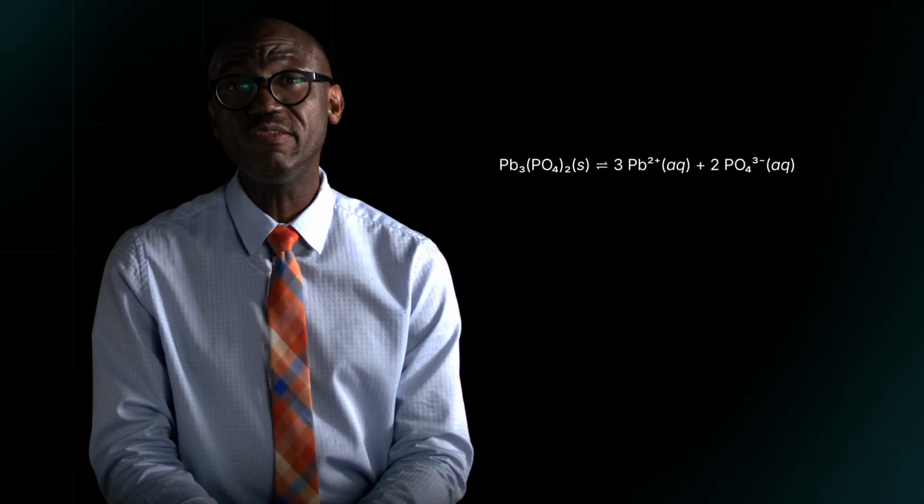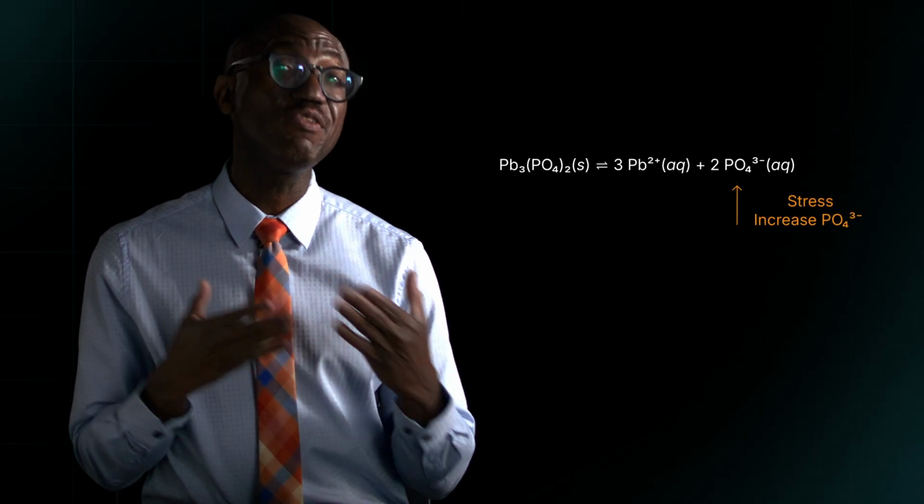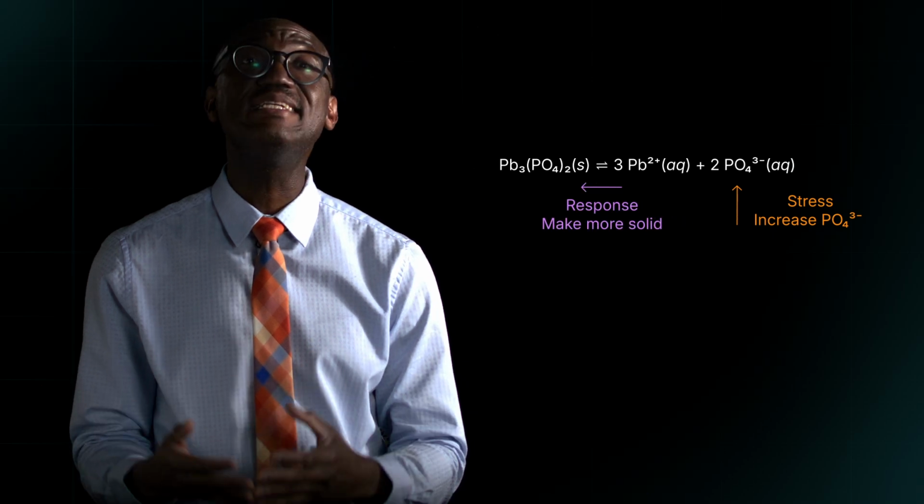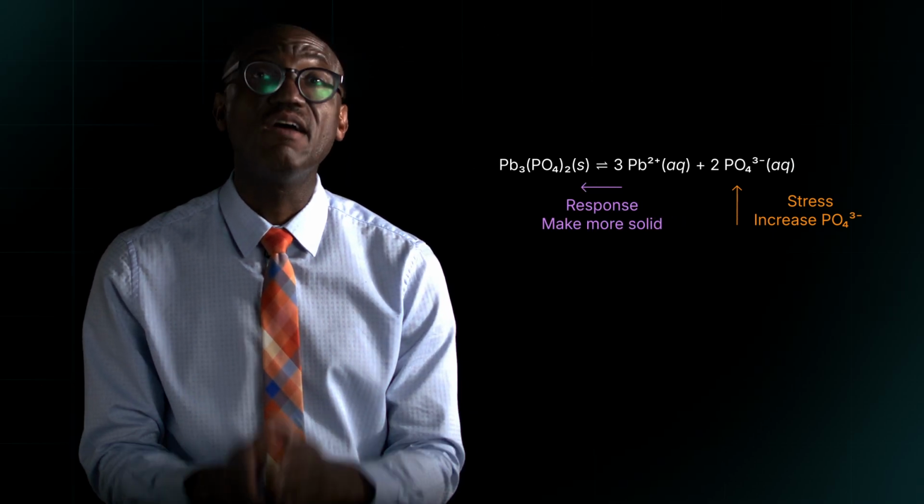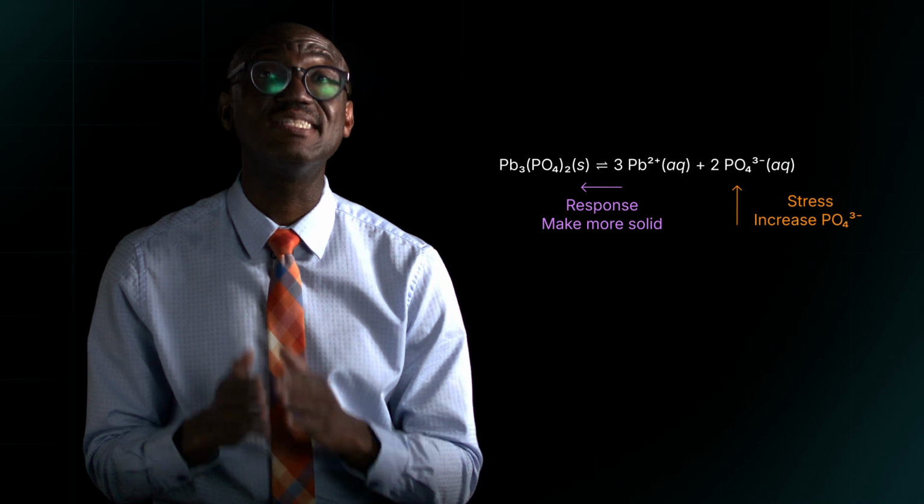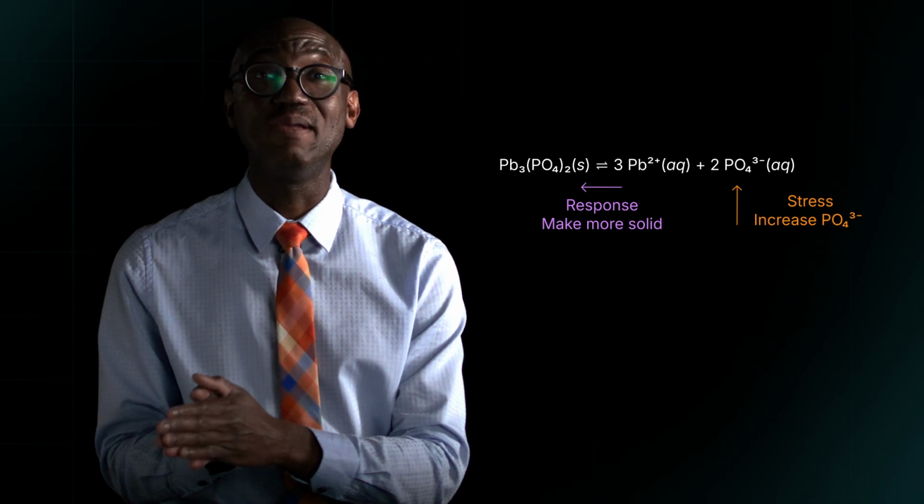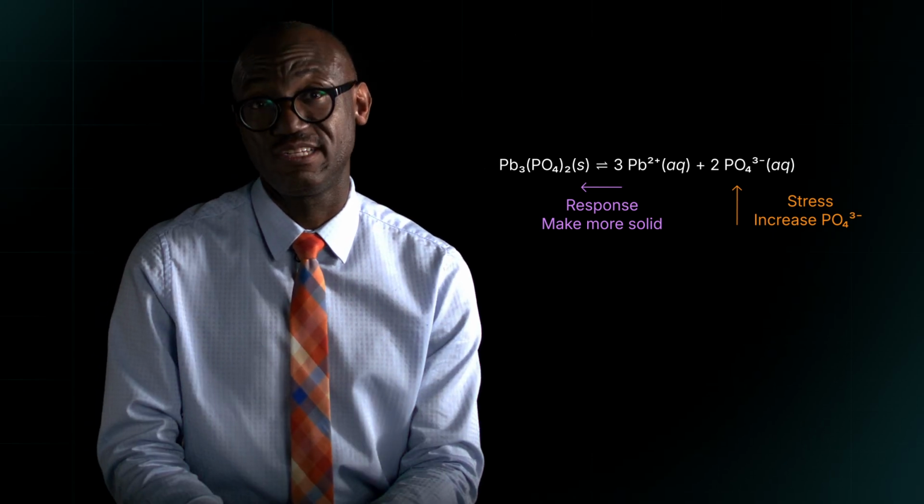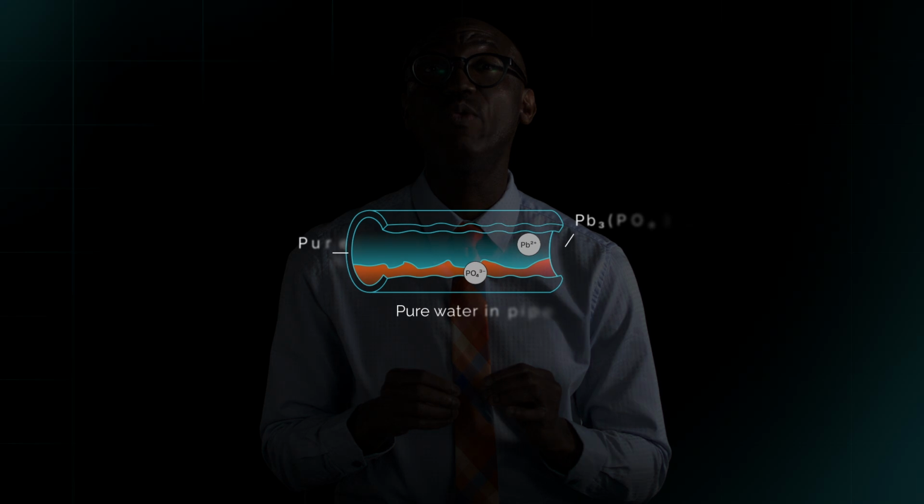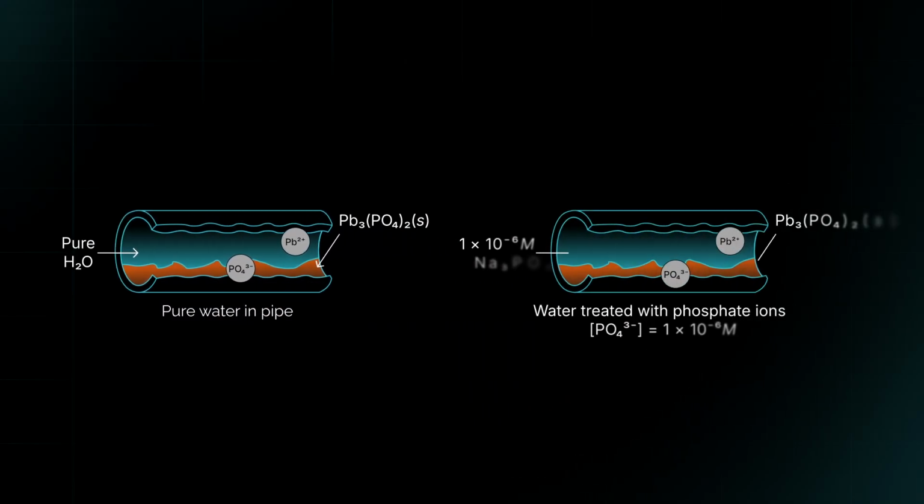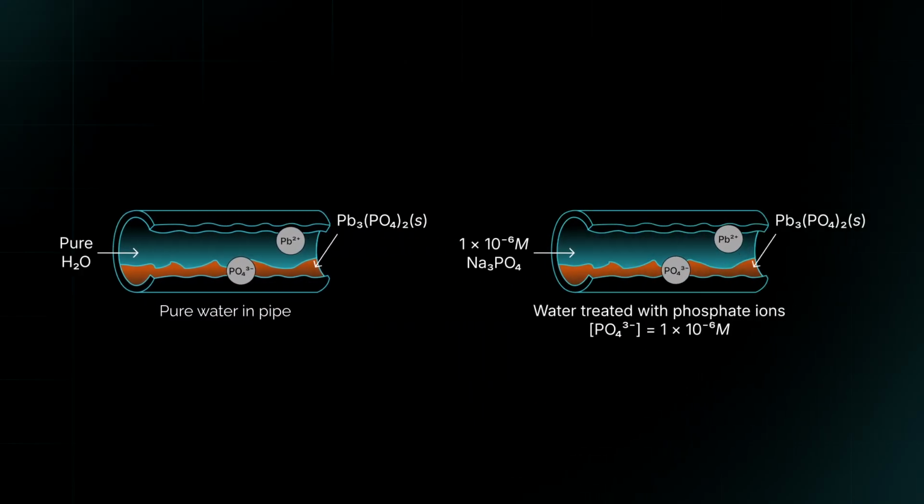According to Le Chatelier's principle, adding phosphate shifts the equilibrium to the left, preventing lead from dissolving. That's why water treatment facilities add phosphate ions to keep lead locked away in the protective layer. But how significant is this effect? Let's compare two situations, one where the water in the pipe is pure and another where it is treated with 1 × 10 to the minus 6 molar phosphate.